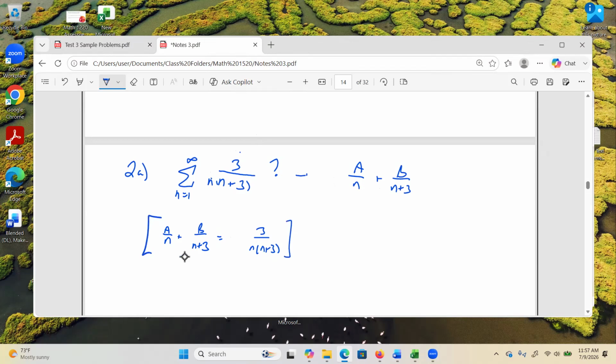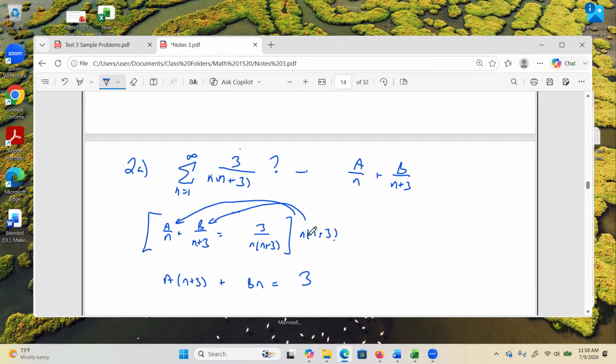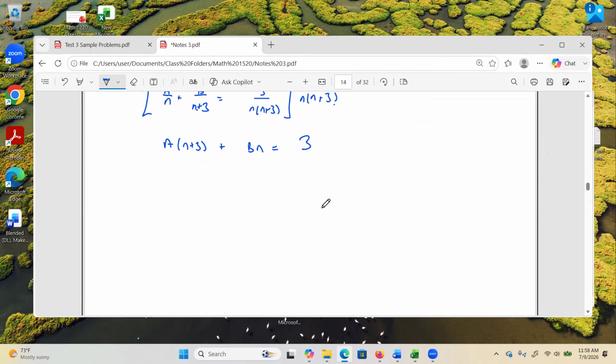I'm going to multiply everybody by n times n plus 3 because I don't like the fractions. So what's going to happen is these n's are going to disappear. We have a times n plus 3, plus b, and the n plus 3 disappears with this one. All the n plus 3s go away. So we just have bn is equal to 3. The whole point of clearing the fractions was to make sure that the denominator went away. So we multiply this out: we have an plus 3a plus bn is equal to 3.